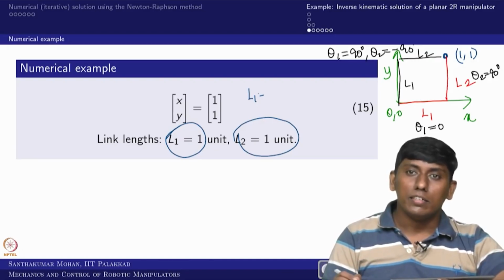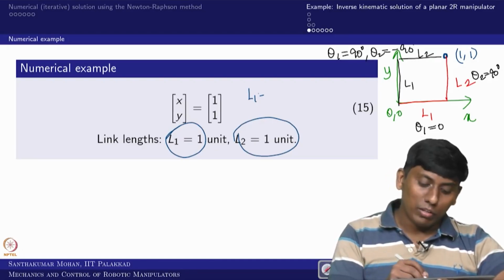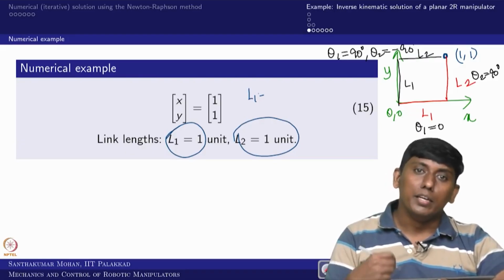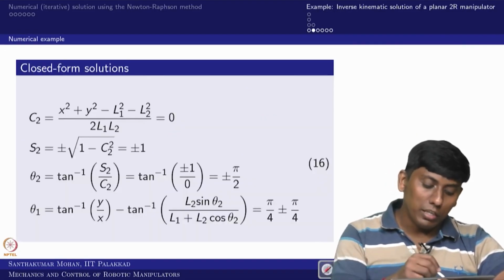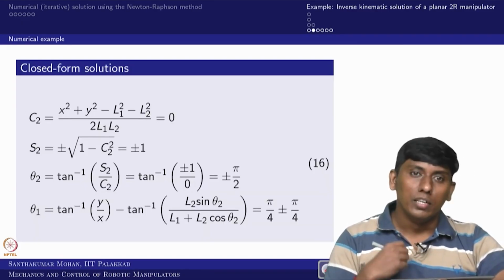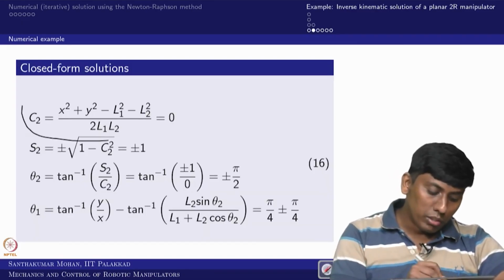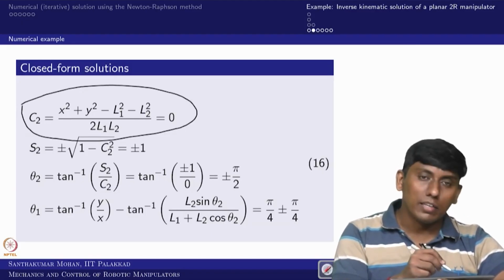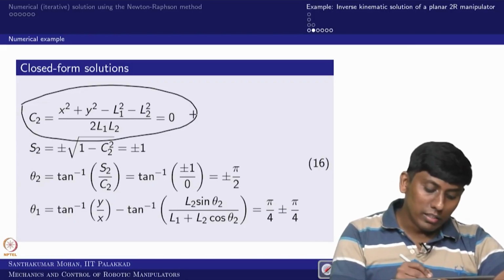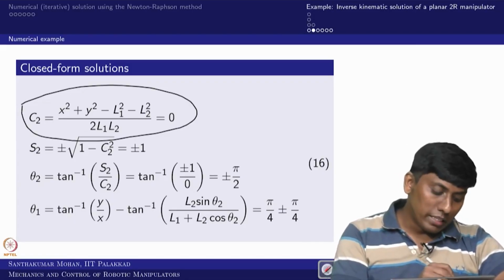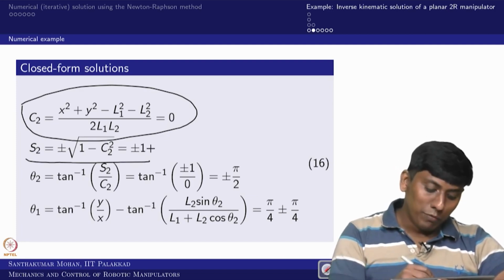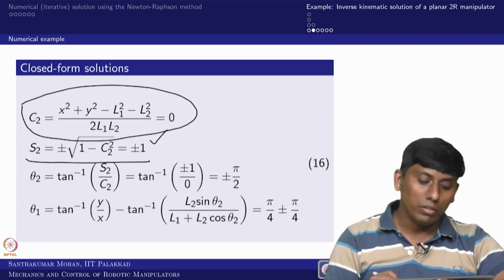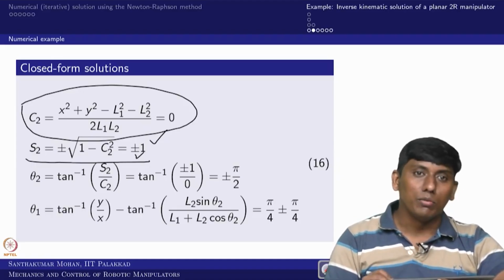So you can see, can we find the same solution in the numerical example? For that, first we substitute into the closed form solution which we know. You substitute L1 and L2 and x and y, all are 1. In the sense, this would give 0. So what is S2? S2 is plus or minus square root of 1 minus C2 squared. That would give plus or minus 1. If you take plus 1, that would give one solution. If you take minus 1, that will give another solution.